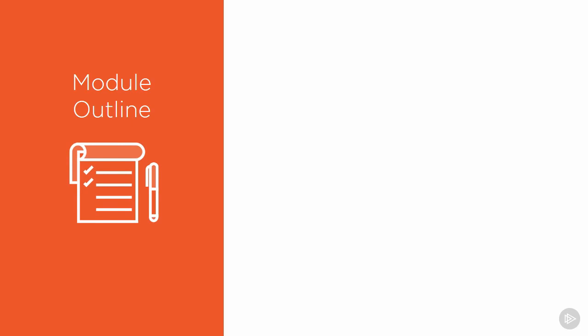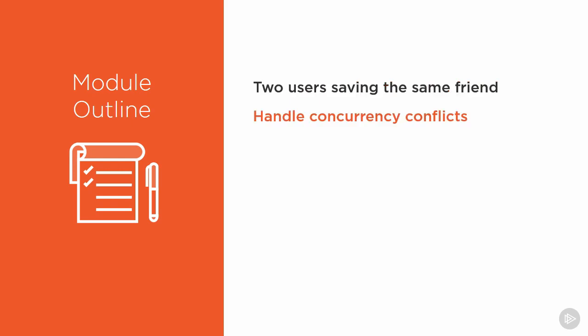We start this module with a typical multi-user scenario. Two users are saving the same friend back to the database. So which changes are stored in the database? The changes from user 1 or the changes from user 2? After you have seen this scenario, you will learn about ways how to handle concurrency conflicts in your application.